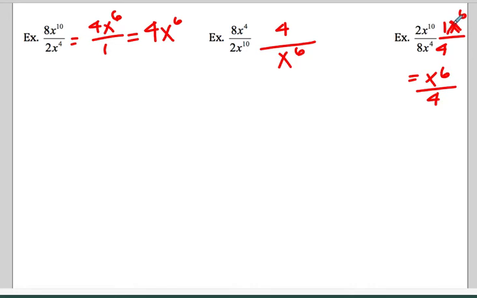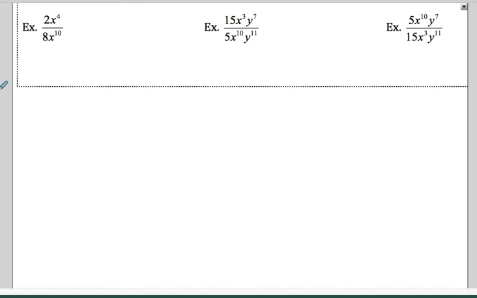Well, I guess that's the next example. Let's go ahead and look at it. So on this next example here, we have 2 over 8. And this is what I was just getting ready to explain. So the 2 and 8 again, that reduces to 1/4. And the 4 this time is in the numerator, smaller than the 10. And so 10 minus 4 leaves us with 6 of those x's left in the denominator.